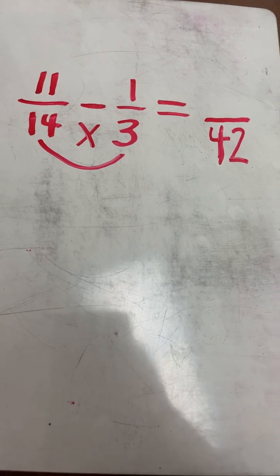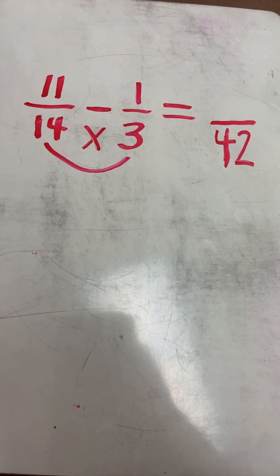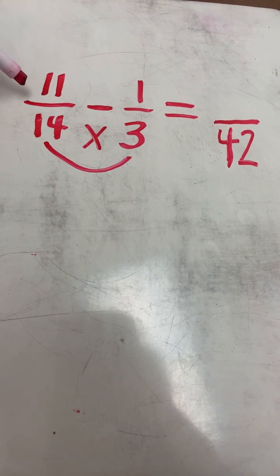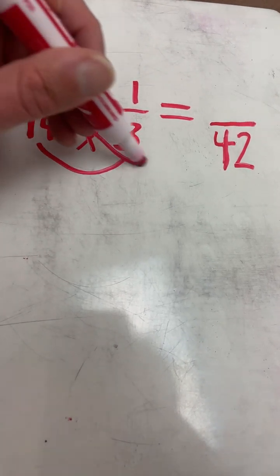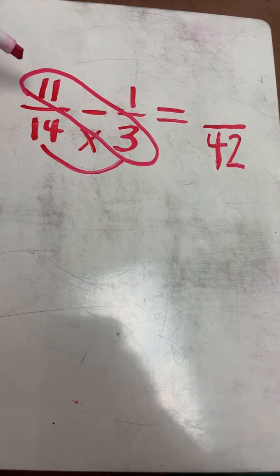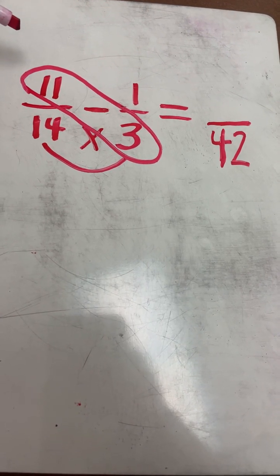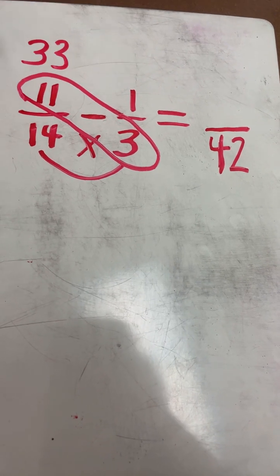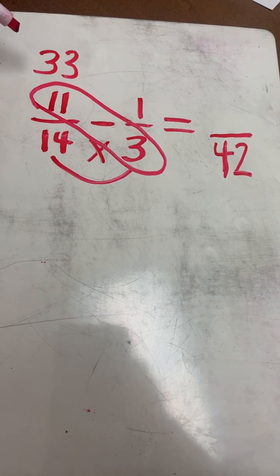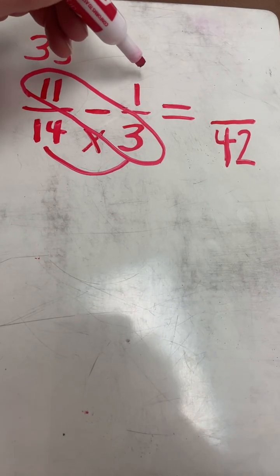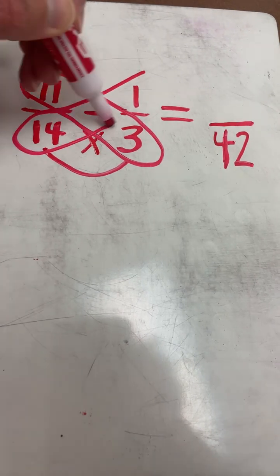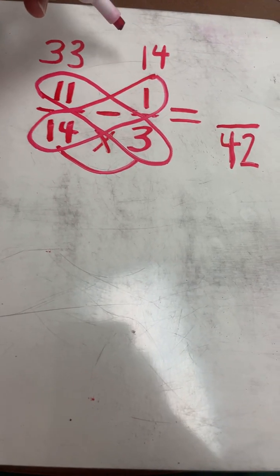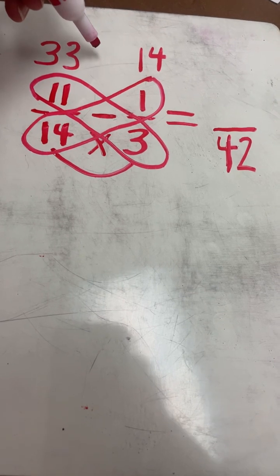Now the next step, to find our numerators, we have to multiply each numerator by the opposite denominator. So we are multiplying 11 times 3 and we are multiplying 14 times 1. 11 times 3 basically means that you're adding 11 three times. 11 plus 11 is 22. 22 plus 11 is 33. 11 times 3 equals 33. 14 times 1 equals 14. Any number multiplied by 1 is going to remain the same.